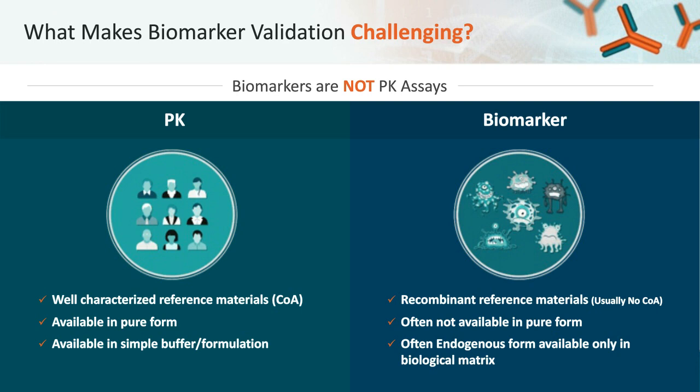In the biomarker world, recombinant reference material is normally used because we don't really have the true material. We cannot go and purify biomarker X from 100 milliliters of blood to use as a reference material. And with this recombinant material, we don't truly know if it's a true representation of the endogenous material. It may or may not be. The recombinant or reference material that we use is usually not available in the pure form, and the endogenous form is available only in the biological matrices.